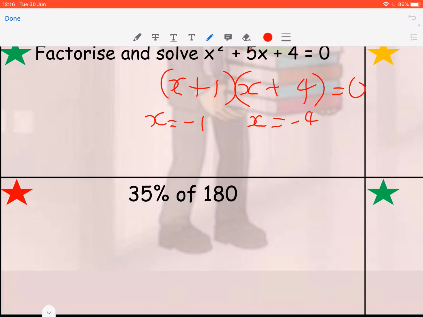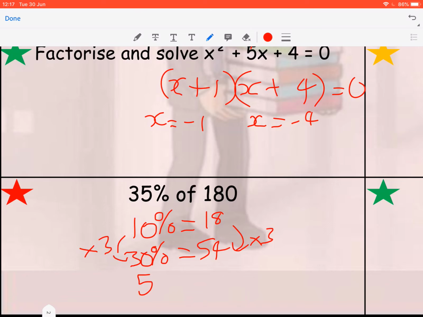35% of 180. Okay, 10% first is always the one we go for first. Divide 180 by 10 is 18. Times it by 3 to get 30%. 54.